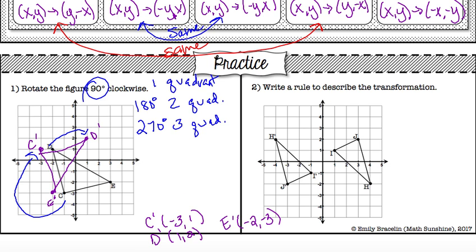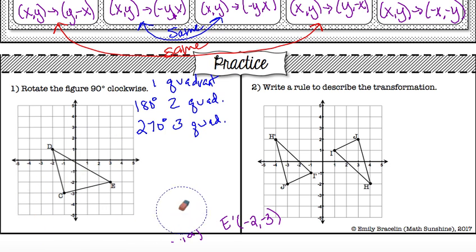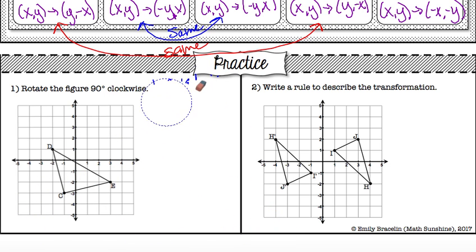The other option, I'm going to erase this. And I know I'm taking a while to explain this example, but it's helpful for a lot of students to see it the other way, which we have not discussed, which is to use the rule, y negative x. So I would write down all my points. C is -1, -3. D is located at -2, 1. E is located at 3, -2.